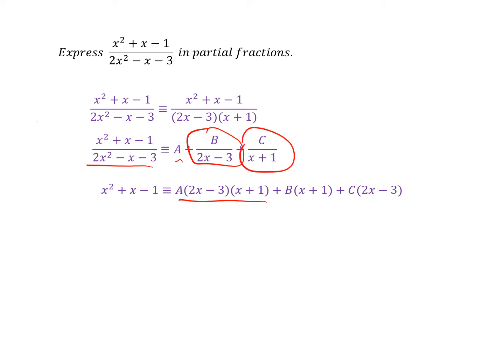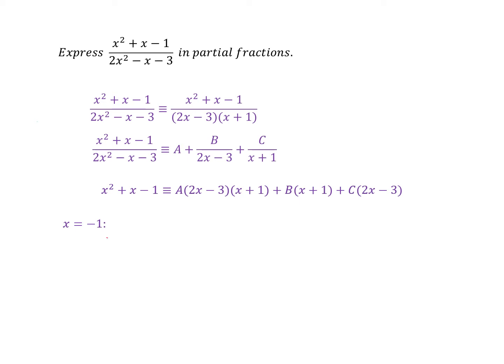And this term, when we multiply that by 2x minus 3 times x plus 1, the x plus 1's cancel, leaving c times 2x minus 3. And this is still an identity. So with it being an identity, we can substitute any value of x into this identity that we like.